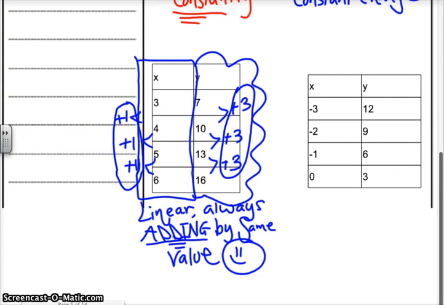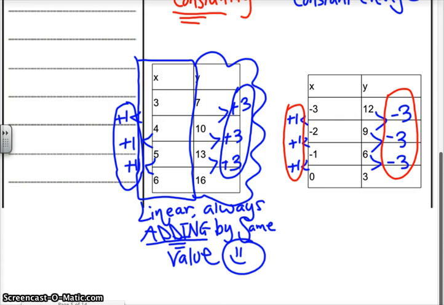All right, the next one. -3 to -2, looks like I added 1. -2 to -1, I added 1. -1 to 0, I added 1. 12 to 9, looks like I subtracted 3. That's okay, because subtracting is like adding a negative. 9 to 6, I subtracted 3. 6 to 3, I subtracted 3. So again, I have a constant thing I'm adding on the x. I have a constant thing I'm adding to the y. This would be linear because we're adding by the same value constantly.